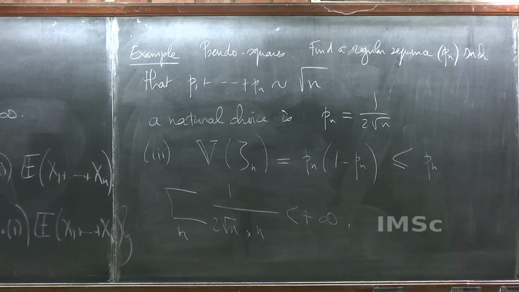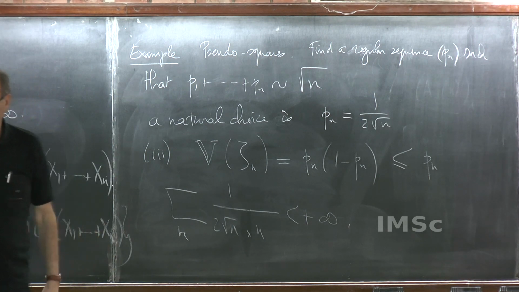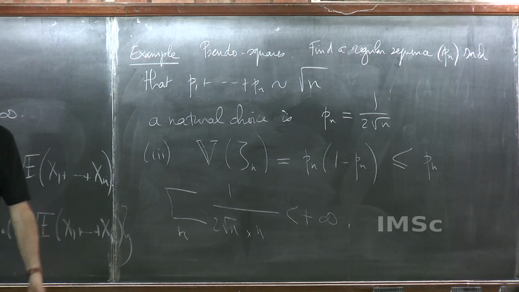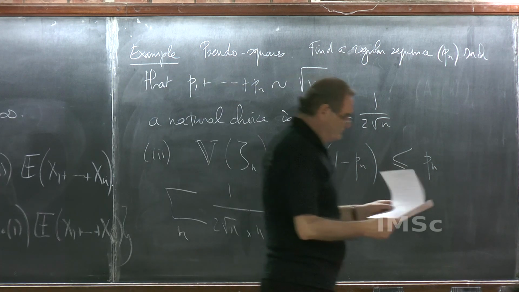So you're in a good condition, and you know that for almost all omega, if you do it that way, for almost all omega, the counting function up to n will be square root of n. So it looks like squares. Okay?